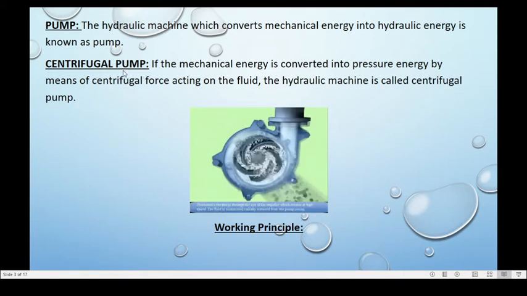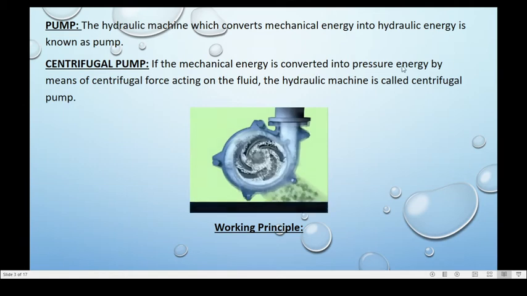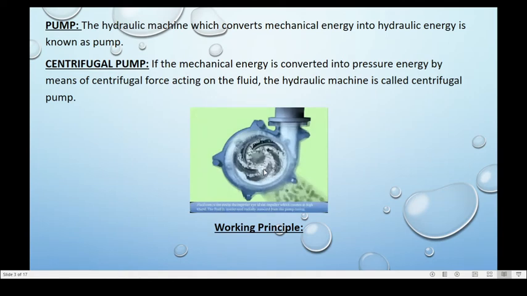Next, what is a centrifugal pump? If the mechanical energy is converted into pressure energy by means of centrifugal force acting on the fluid, the hydraulic machine is known as a what? Centrifugal pump. So, before going into the construction of centrifugal pump, we should know the working principle of centrifugal pump.